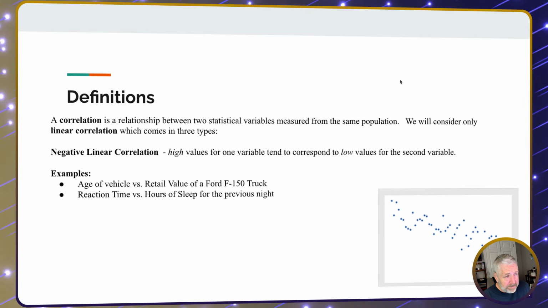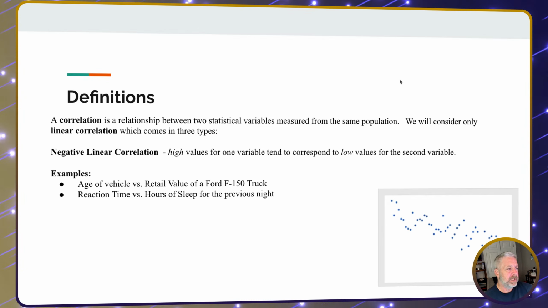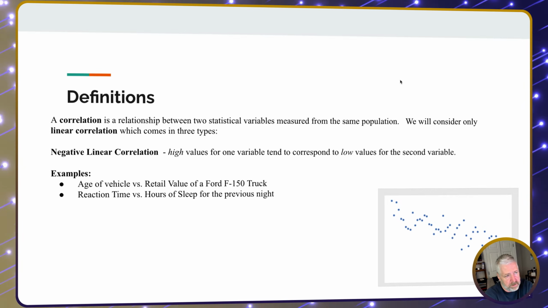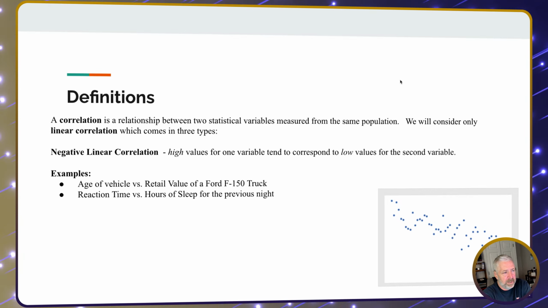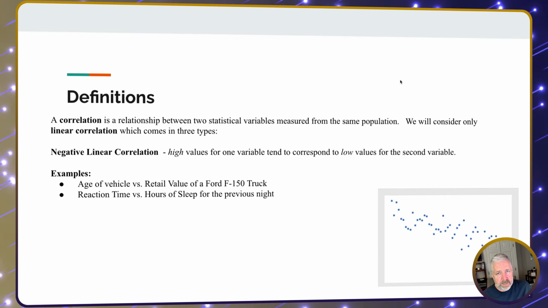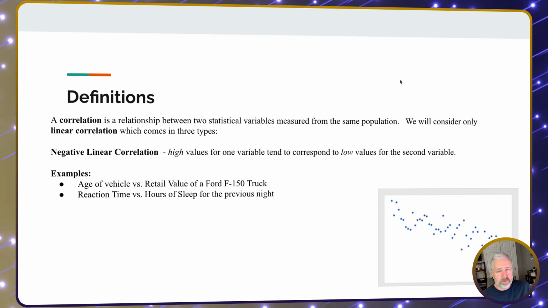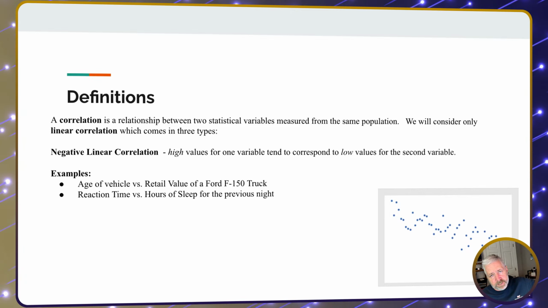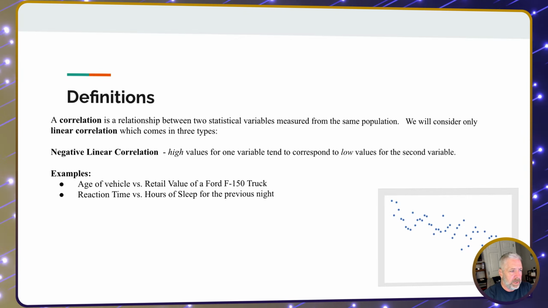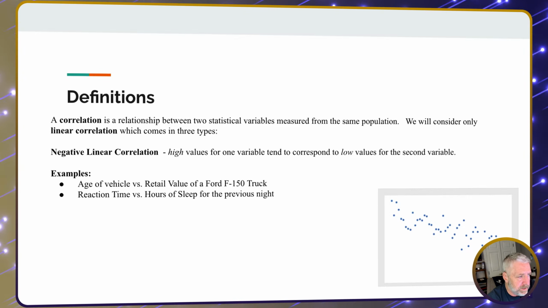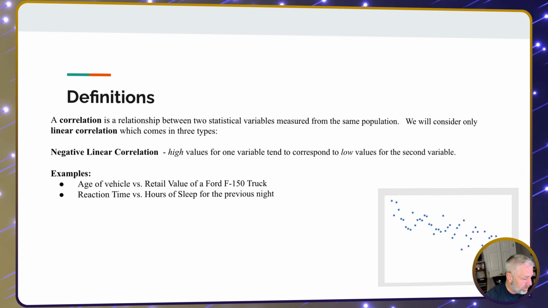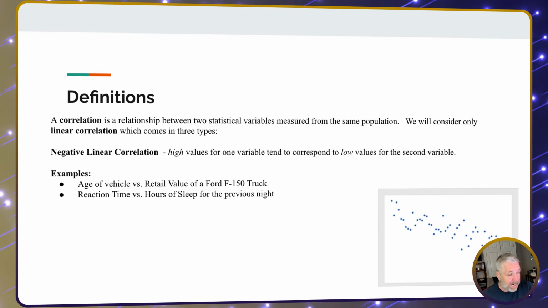There's also a negative linear correlation. If you're looking at the age of a vehicle versus the retail value of a Ford F-150 truck, the older it is, the lower the retail value typically. If it's just a regular old Ford F-150 and it's 10 years older, it's not going to be worth as much as it was 10 years ago. That's a negative linear correlation. Reaction time versus hours of sleep for the previous night, same thing. Your reaction time is going to go down.